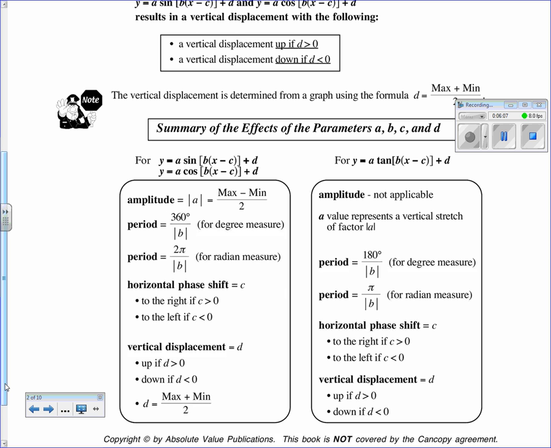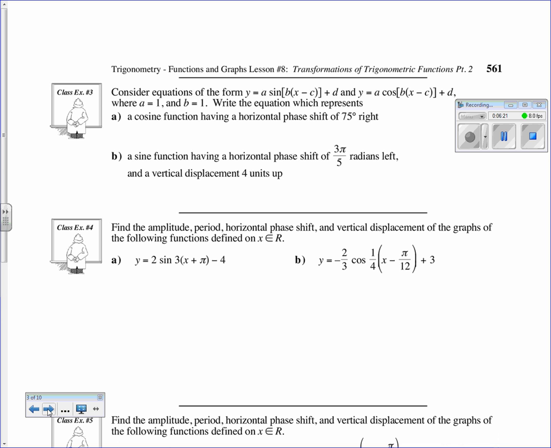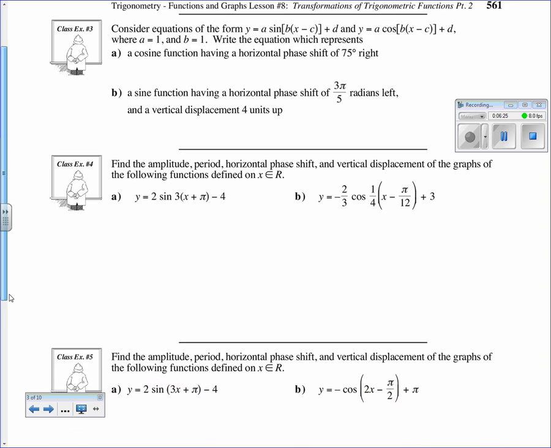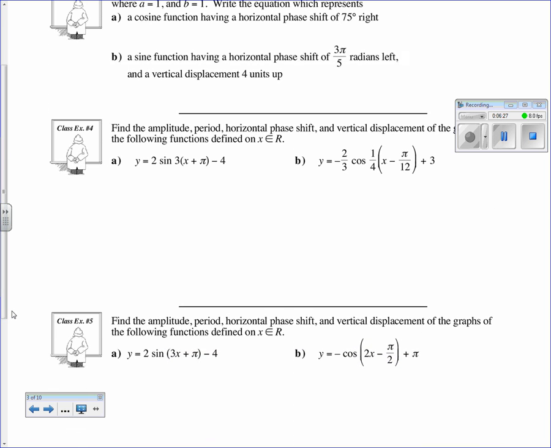They have a period that's different. They have a vertical stretch that looks different. And hopefully your calculator will be able to help you with that. So I would have this page open as we take a look on the other side. So we've got this side flipped over. I'd like to go to class example 4 and take that apart.